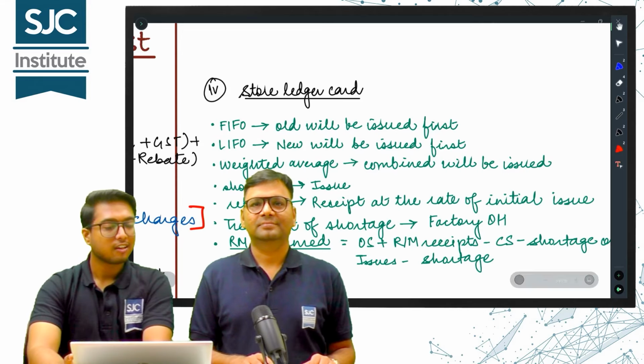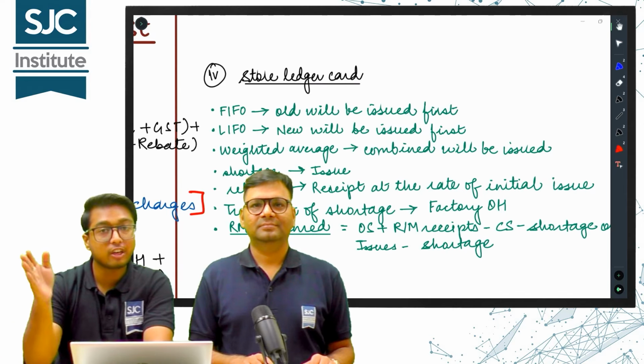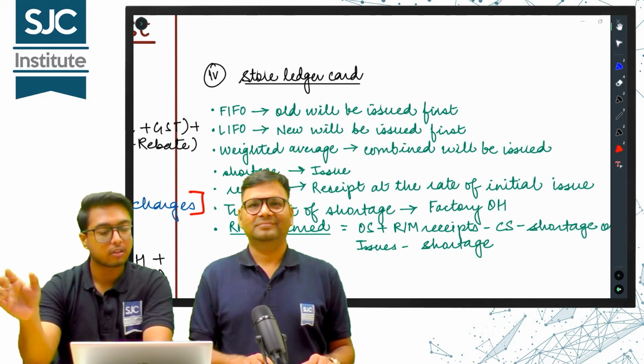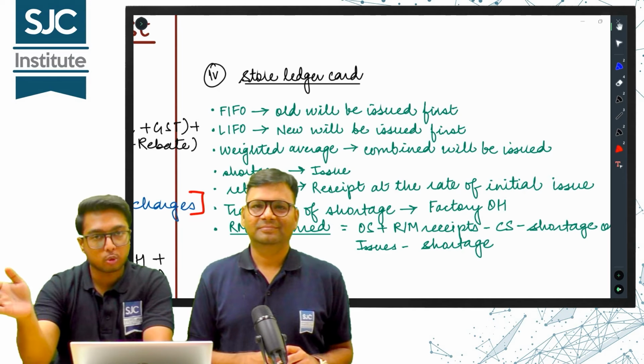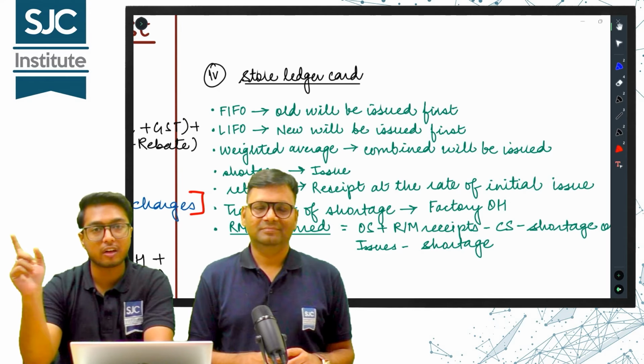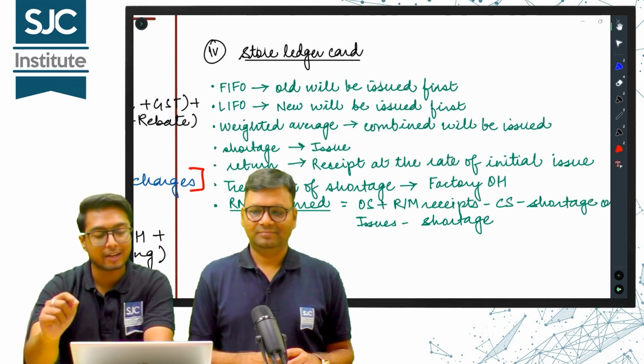Store ledger card. FIFO method, the old will be issued first. In LIFO method, the new will be issued first. Weighted average, combined will be issued. Shortage will go to issues. Return, it will be receipts at the time of initial issue. Treatment of shortage, it will be charged to factory overheads.